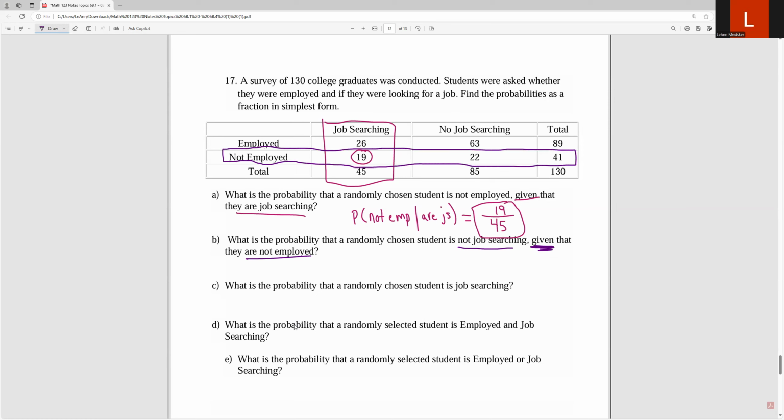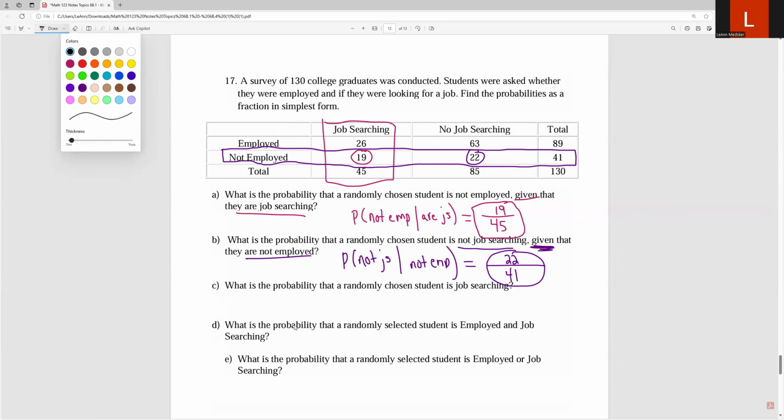I'm trying to color code so you can see we're doing a different thing. So we're doing not job searching given not employed. Total number of people that were not employed was 41. Out of that group, the not job searching ones are 22. And I believe, again, that does not reduce. So 22 out of 41.